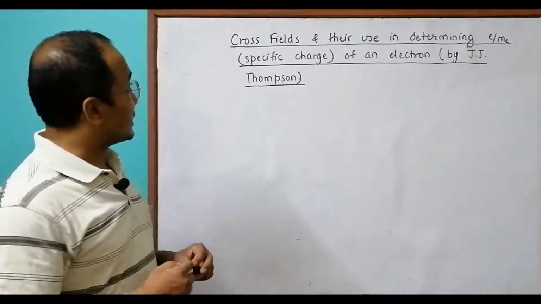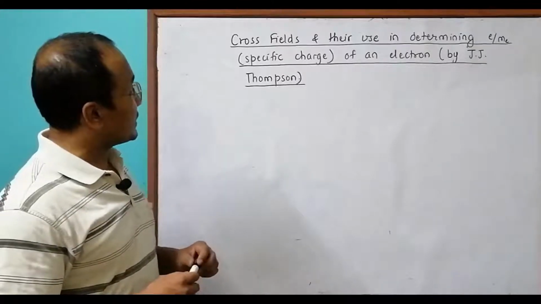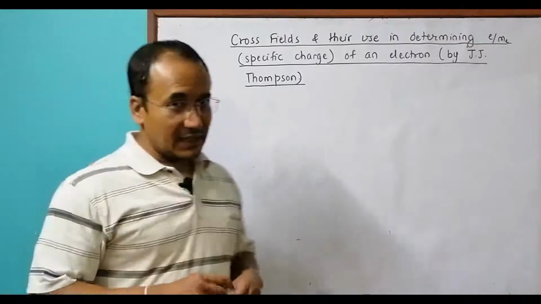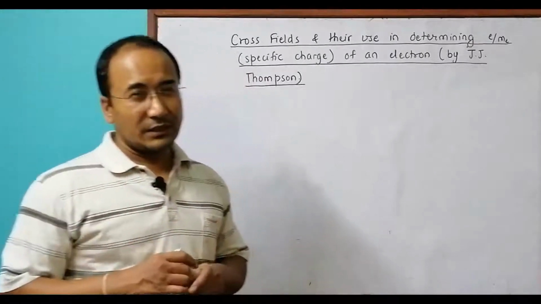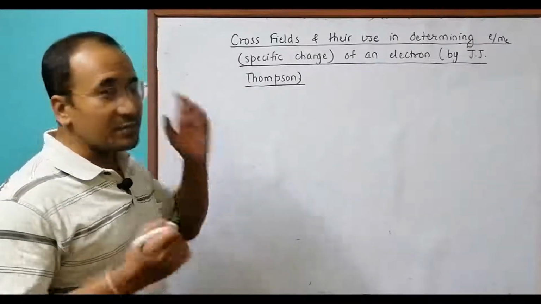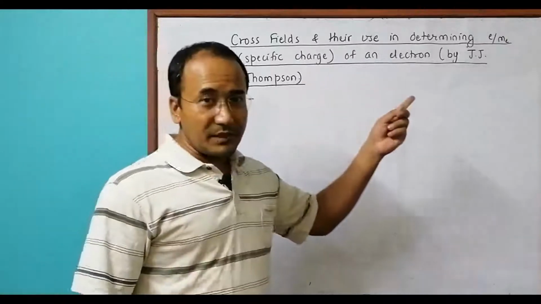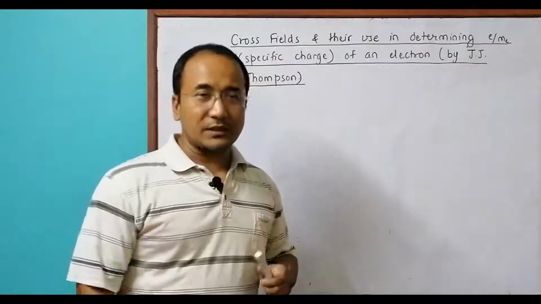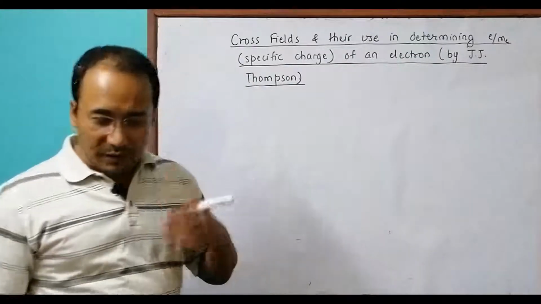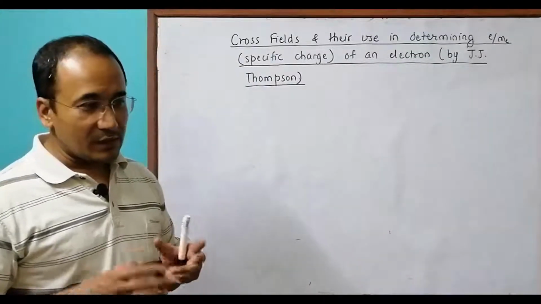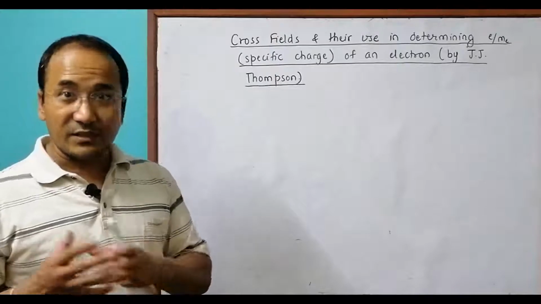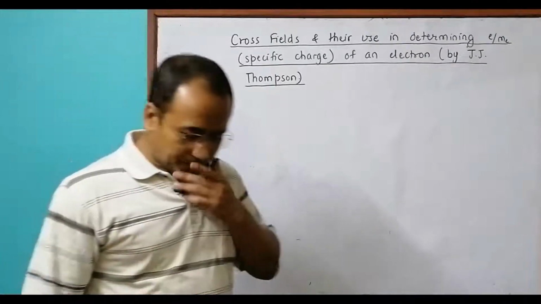The topic says crossed fields and their use in determining e/m_e, the specific charge of an electron. So e is its charge and m_e is its mass. So e/m_e of an electron by Thomson's method. This is the topic that we are going to study, which was used by Mr. Thomson to determine this thing.